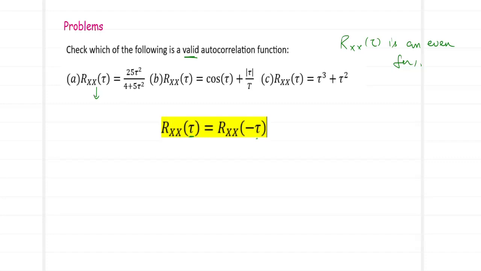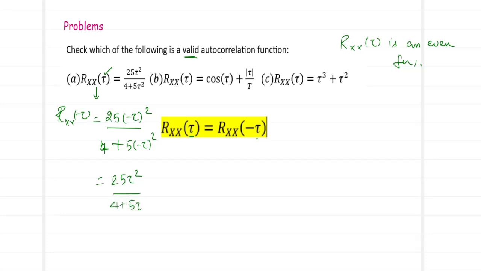This is my Rxx of tau. I am going to replace it with Rxx of minus tau. Wherever I have tau, I replace it with minus tau. So 25 into minus tau the whole square divided by 4 plus 5 into minus tau the whole square. Minus tau the whole square gives you the same tau square. So it becomes 25 tau square divided by 4 plus 5 tau square, which is the same as our Rxx of tau. So we verify that the first one is going to be a valid autocorrelation function.